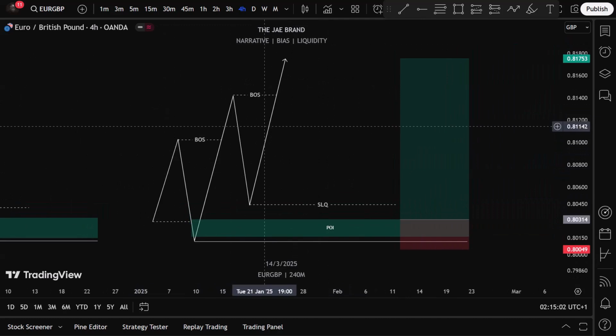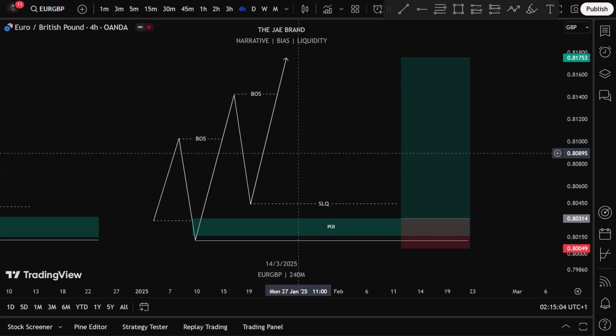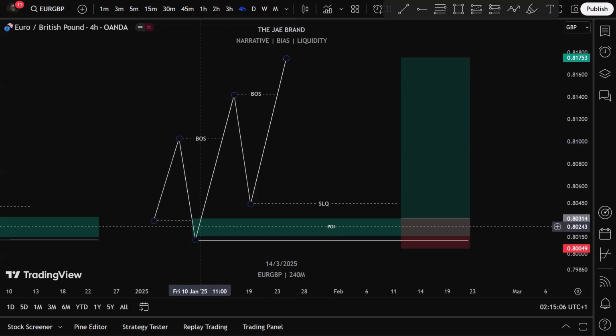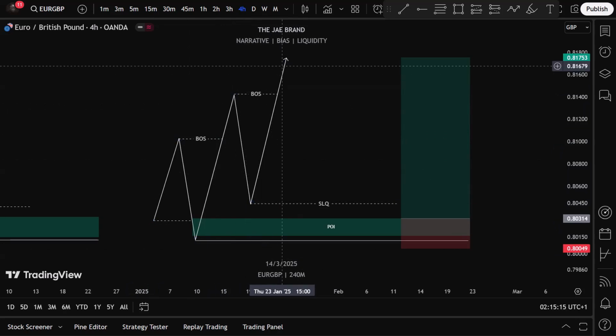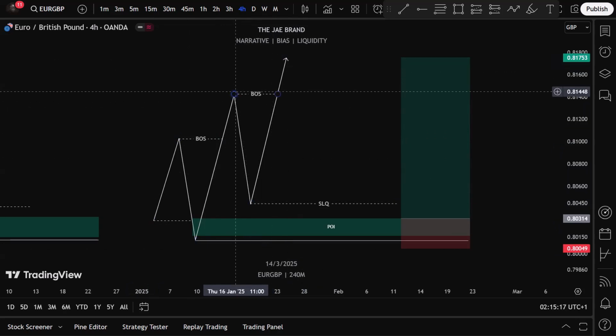Now this is the second pattern. Both of them are telling the same story. Okay, we have a sweep. This actually broke above here, which makes this a break of structure. There was a retracement down, and then another break of structure to confirm that indeed price is aggressively bullish. And now you have to identify that this becomes your structural liquidity.